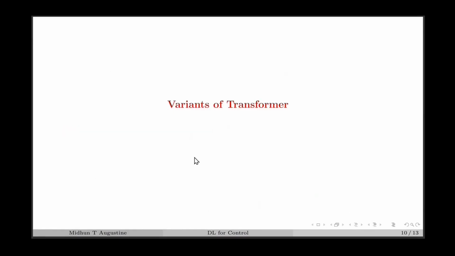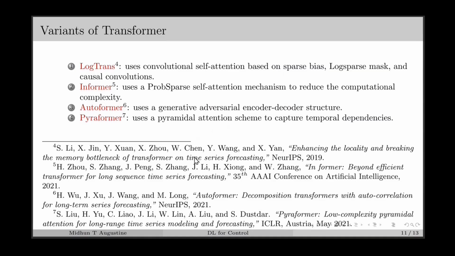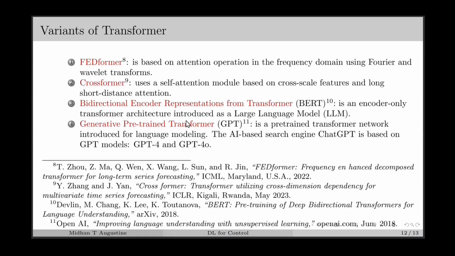Next, we move on to the different variants of transformer. After the introduction of the transformer, many variants were proposed, which are LogTrans, Informer, Autoformer, Pyraformer, etc., which use convolution attention, pyramidal attention scheme, etc. And there are other variants such as FEDformer, Crossformer, and BERT and GPT are very popular, which are used for large language model or LLM applications.